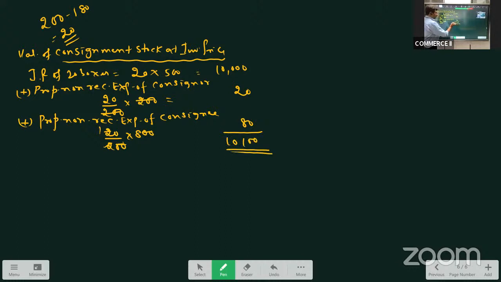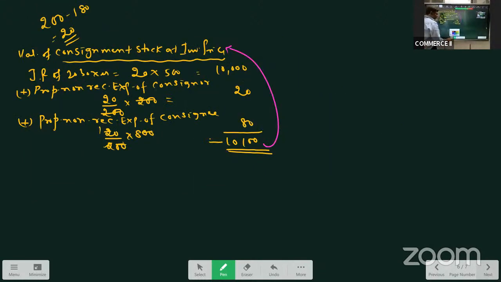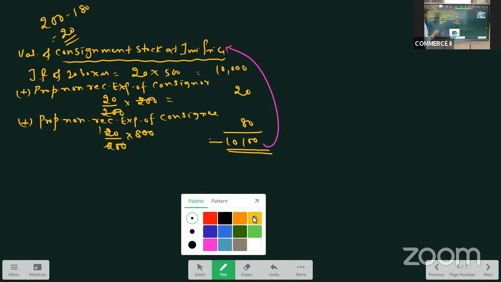10,100. What is this 10,100? This is the value of consignment stock at invoice price. This amount we have to take on the credit side of the consignment account, 10,100. Then again, we have to do the valuation once again, and this time we have to do the valuation at cost price.